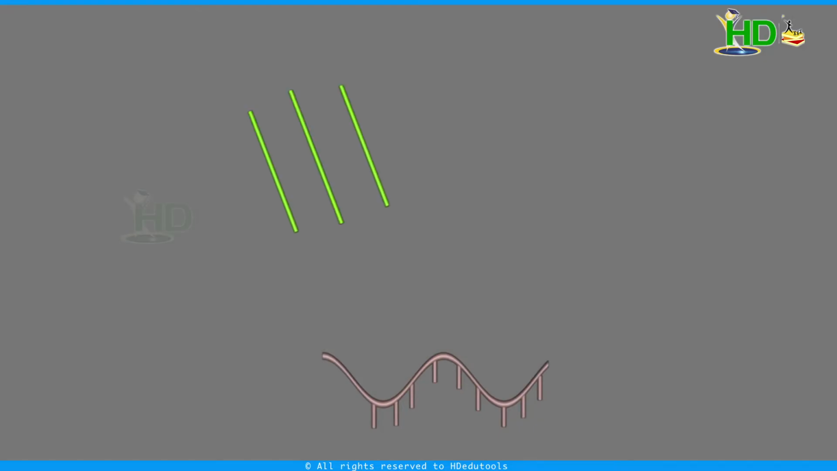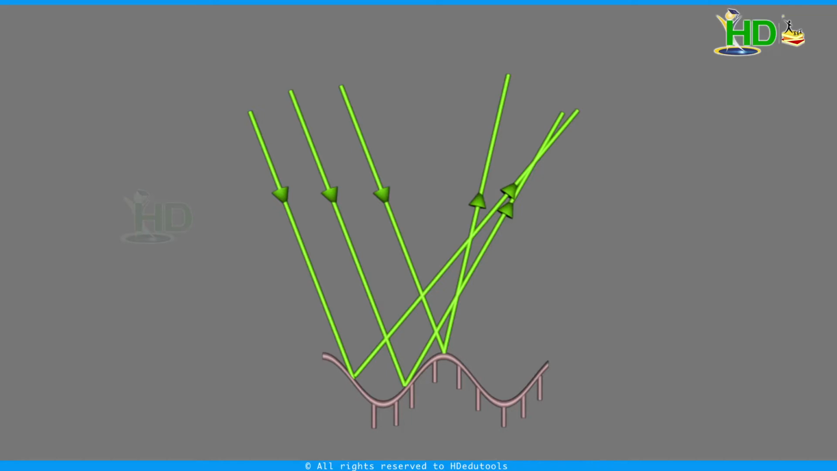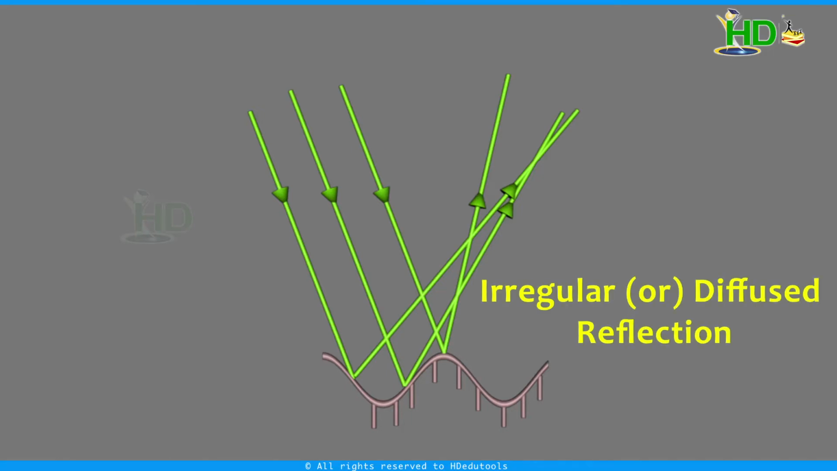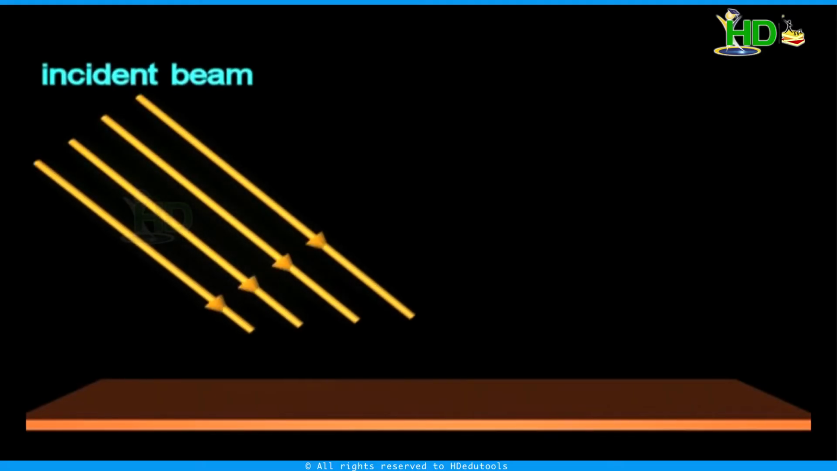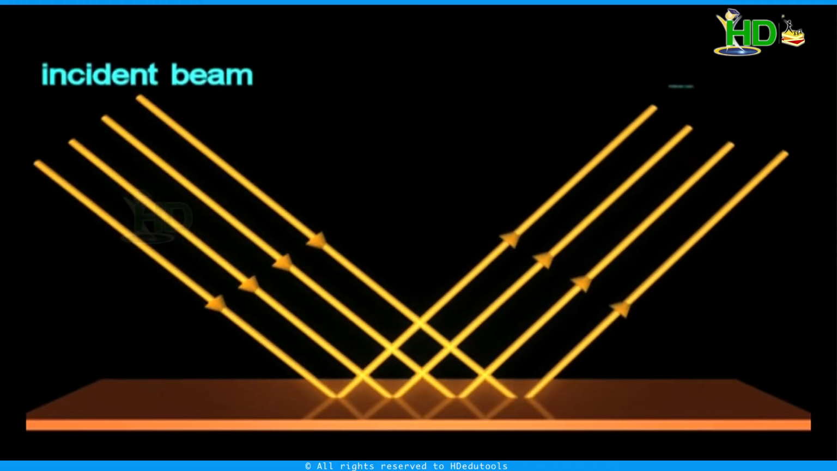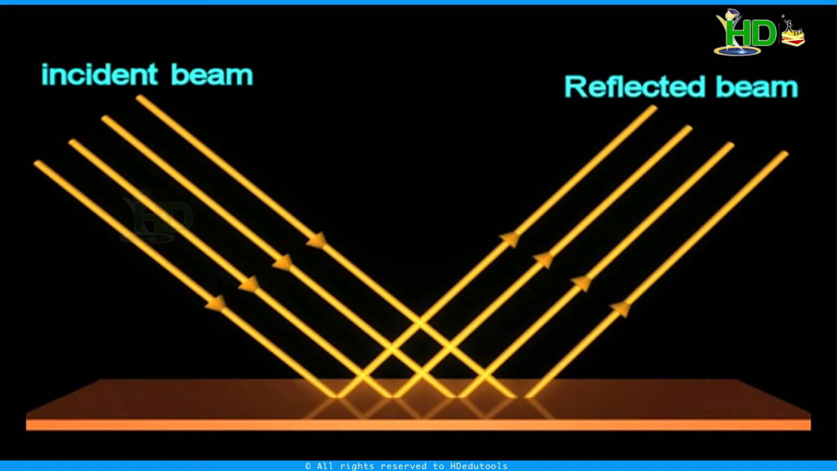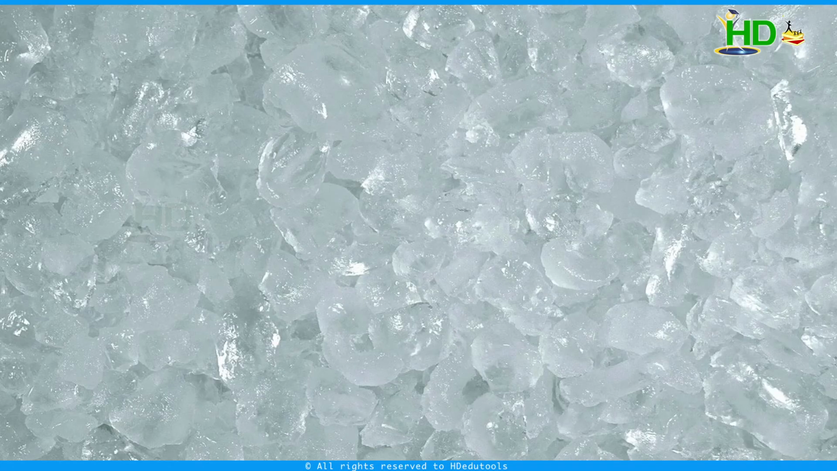And when light falls on an uneven or unpolished surface, it gets scattered in all directions. This is called irregular or diffused reflection. In the case of a plane mirror or a polished surface, we observe regular reflection. Or in the case of crushed ice, we observe irregular reflection.